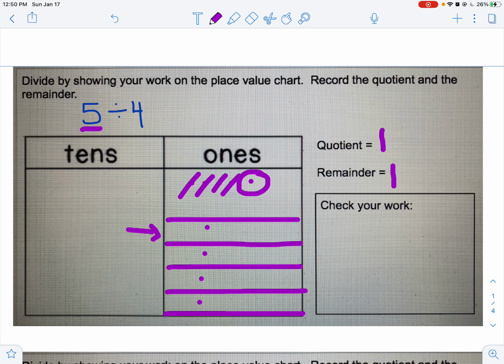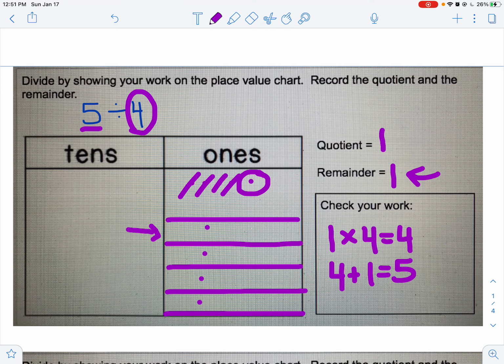Remember to check your work. Take your quotient. That's 1. Multiply it by the number you divided by. That's 4. I get 4 with that. But that's not 5, the number I started with. Don't forget your remainder. Now add your remainder onto that. And do you get the number you started with? And in this case, we did. Okay, so for checking your work, and you may want to write this on a piece of paper somewhere, you'll do the quotient multiplied by the number you divided by.